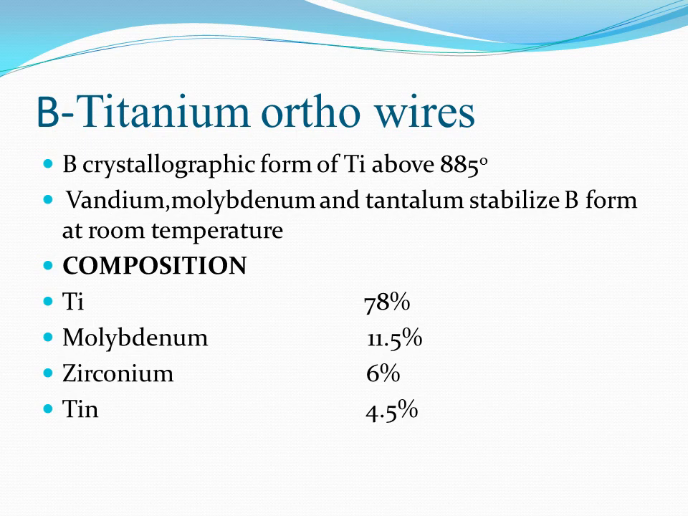Now, the beta titanium orthodontic wires. These are the crystallographic form of titanium when we heat it above 885 degrees, and certain alloying elements are added, like vanadium, molybdenum, and tantalum, which stabilize the beta form. The composition is 78% titanium, 11.5% molybdenum, 6% zirconium, and 4.5% tin.